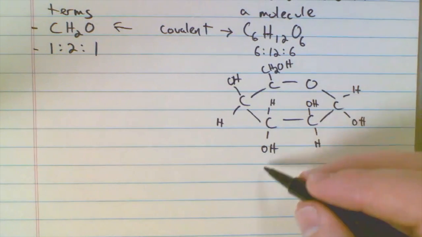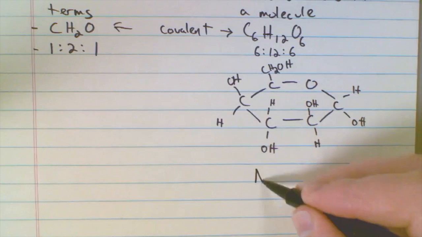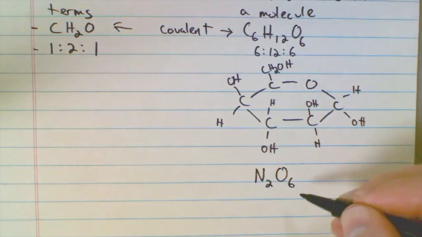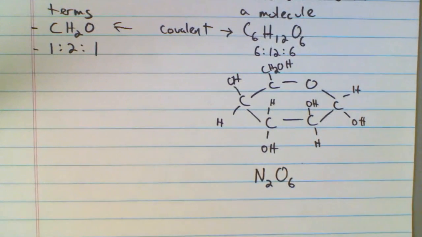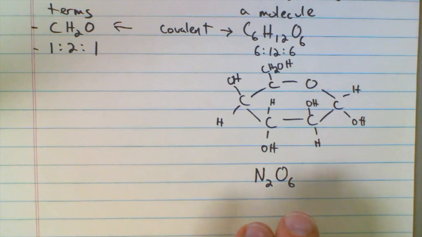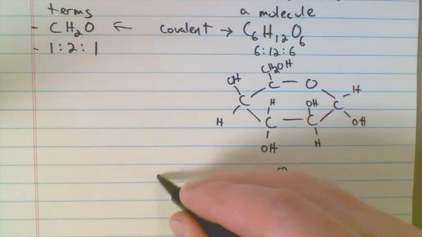Let's look at another formula. So I've got this compound N2O6. What would the name of this be? Dinitrogen hexoxide. Okay, so that's the molecular formula of that. Again, this is a covalent compound.